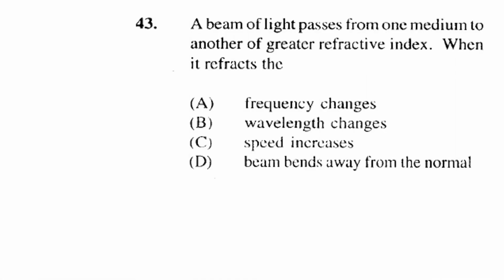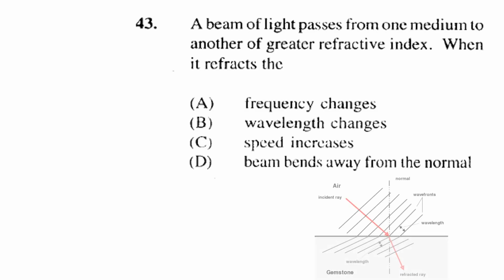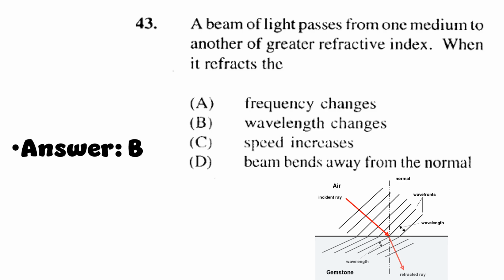Number 43. A beam of light passes from one medium to another of greater refractive index. When it refracts, the A, frequency changes, B, wavelength changes, C, speed increases, or D, beam bends away from the normal. Here the answer is B. The wavelength is going to change. Why? Because the speed will change. In particular, if it goes to one of greater refractive index, the speed is going to decrease. Hence, in particular, the wavelength will also decrease. But here it just says wavelength changes.